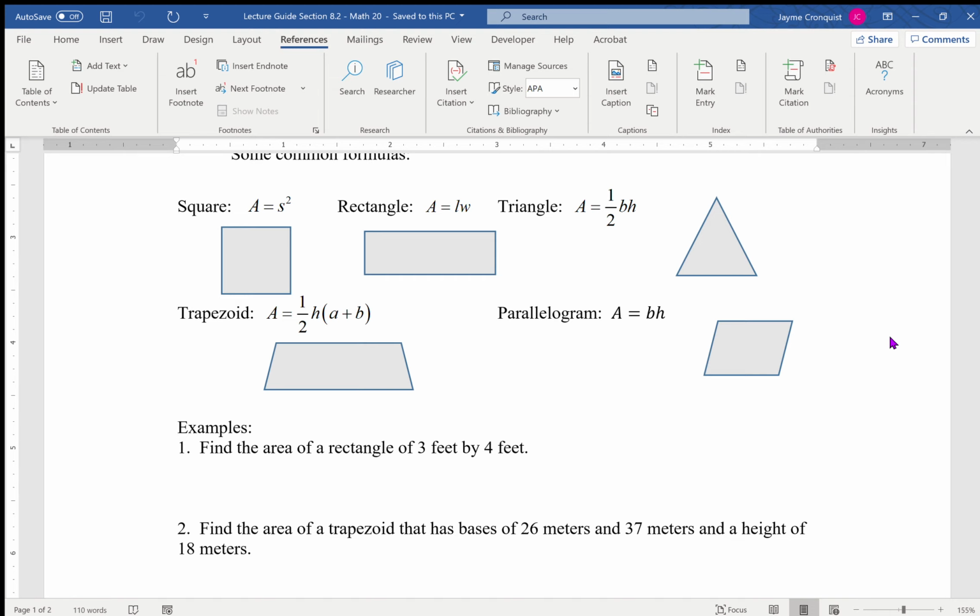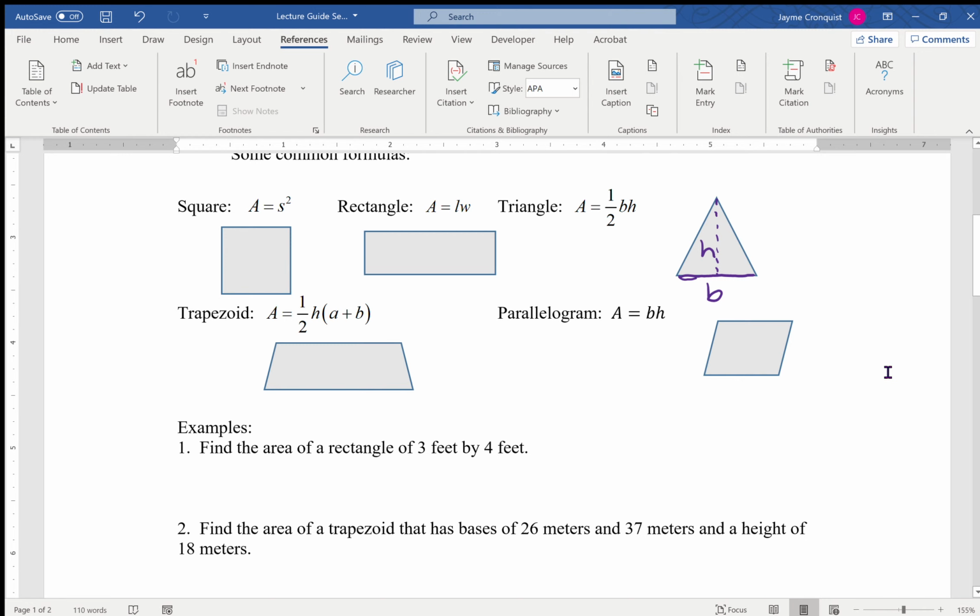use on the test. Okay, a square for area is side squared. For a rectangle, it's length times width, which would be s squared if length was equal to width. Triangle, 1/2 base times height. So basically it's half a rectangle. The base times the height would be your L and W, and it's half of that. Remember that the height is this distance. This bottom is the base.